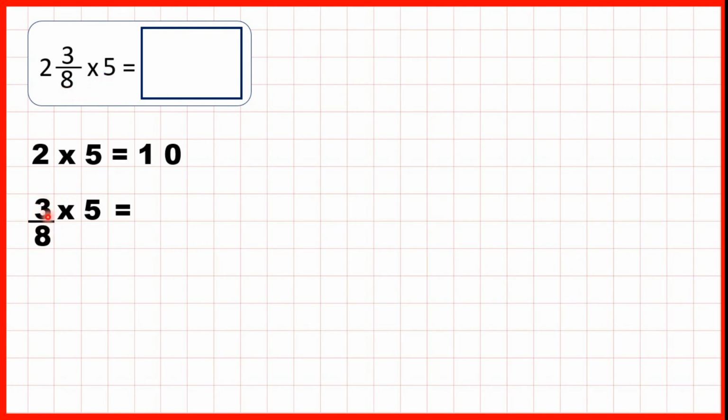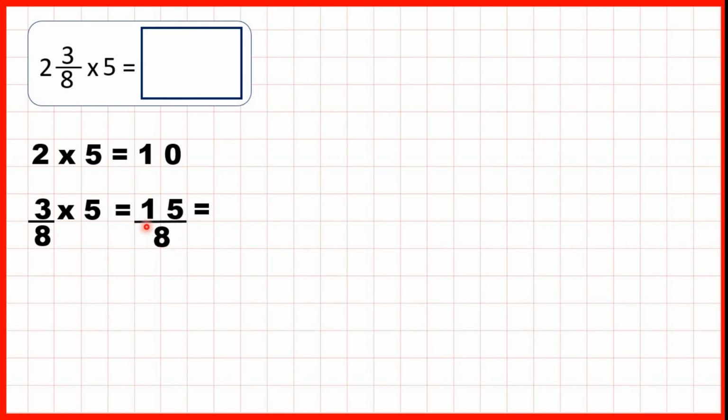Now when we're multiplying a fraction by a whole number, we only multiply the numerator and we leave the denominator the same. So 3 times 5 is 15 and the denominator stays 8. But we can't write 10 and 15/8 as our answer because we can't have an improper fraction in a mixed number. We can't have the fraction having a numerator which is larger than the denominator. So we need to change 15/8 into a mixed number.